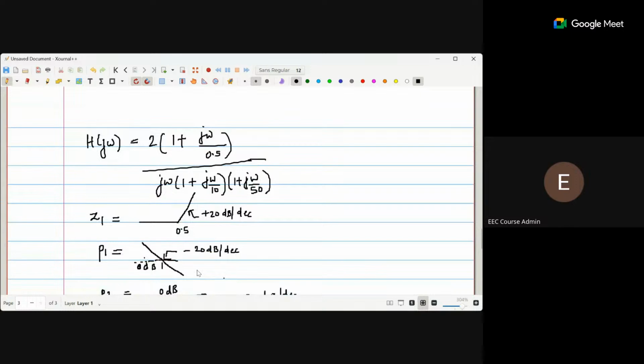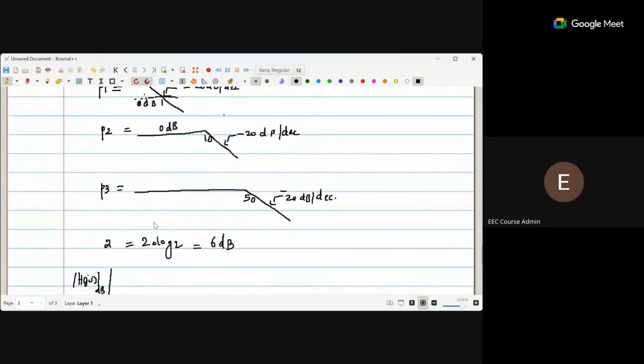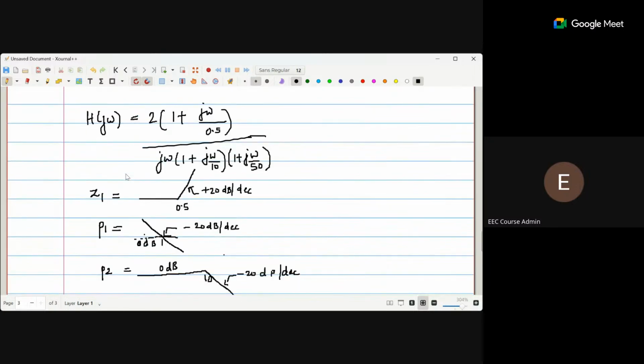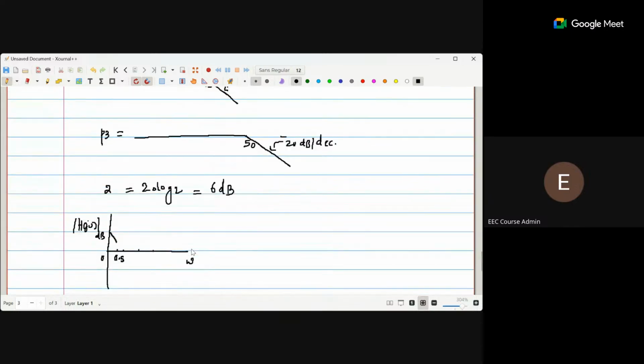So if you try to plot it there, first this one, 0, because that is at the origin, right? Starting from the origin, you will have that decline of minus 20 dB per decade. At 0.5 here, you will have the impact of the zero as well. The zero is introducing a positive slope, so plus 20 dB per decade, and this line is extending throughout. So what happens at 0.5? This plus 20 dB per decade and this minus 20 dB per decade get cancelled, and that becomes 0.